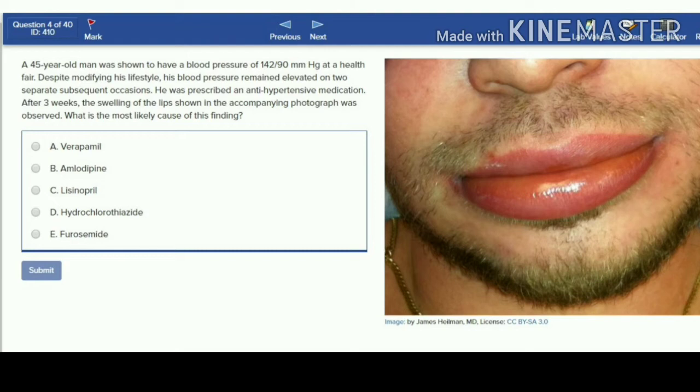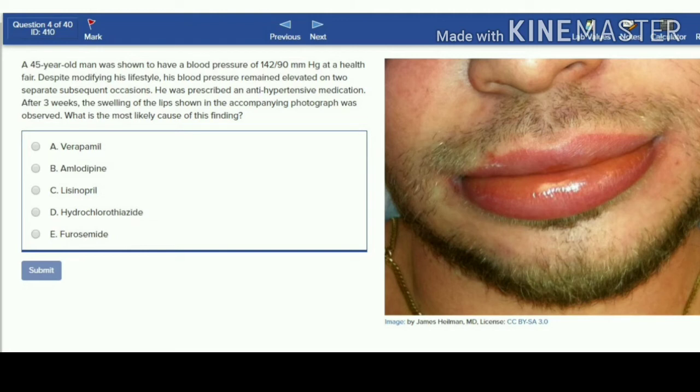If you talk about verapamil, it is a calcium channel blocker, and the common side effect of verapamil is hyperprolactinemia. It doesn't cause a severe increase in the diameter of the vessel, or an increase in permeability. If you talk about amlodipine, it is also a calcium channel blocker, and the common side effects of amlodipine are peripheral edema, constipation, and gingival hyperplasia.